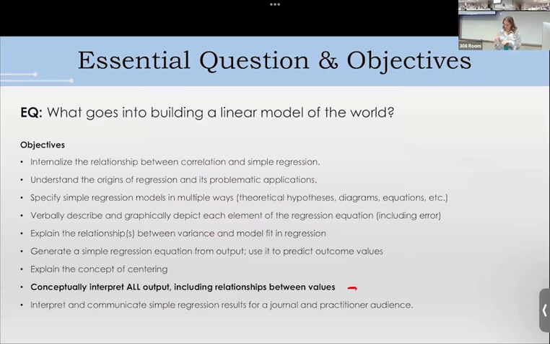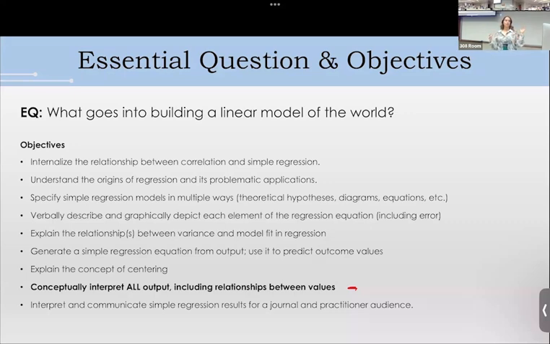Conceptually interpret all output, including relationship between values. So as I mentioned, we start in this class just with interpretation, and then we get into decision making and model building. So at some point today, we're going to look at a model fit table, and it's going to have a bunch of numbers in it. And we're going to look at a coefficient table, and it's going to have a bunch of numbers in it. Your litmus test of whether you understand the lecture today is can you look at every number in both of those tables and conceptually understand what they are and explain it to somebody else.